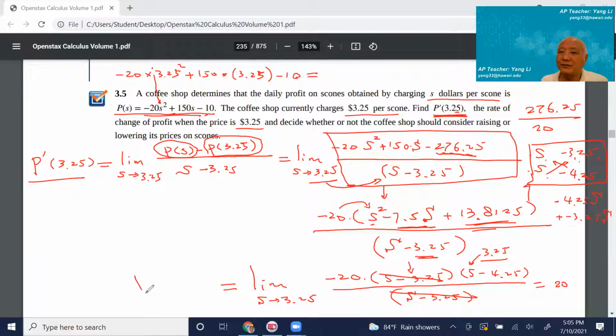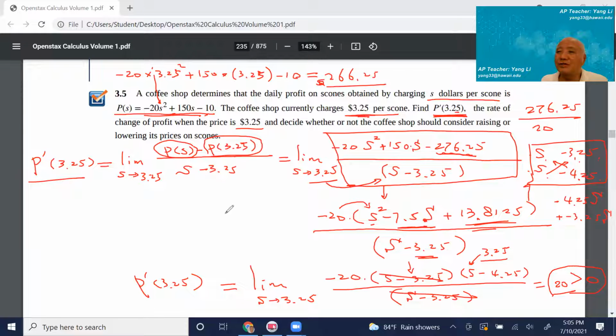So we find out the derivative at 3.25 here equals 20. What does that mean? It means this one is greater than 0, still greater than 0. It means you still have room to increase in the price. Because right now, the price here is 3.25, and your profit here is positive. We found this one already equals 266.25. So you already have profit there.